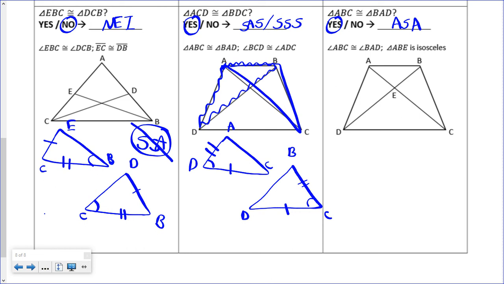Okay? Either way. Now, did everybody get angle, side, angle for this one? And they're working through that? Or are we having some trouble with this one? Is everybody good, or should I work through that one?